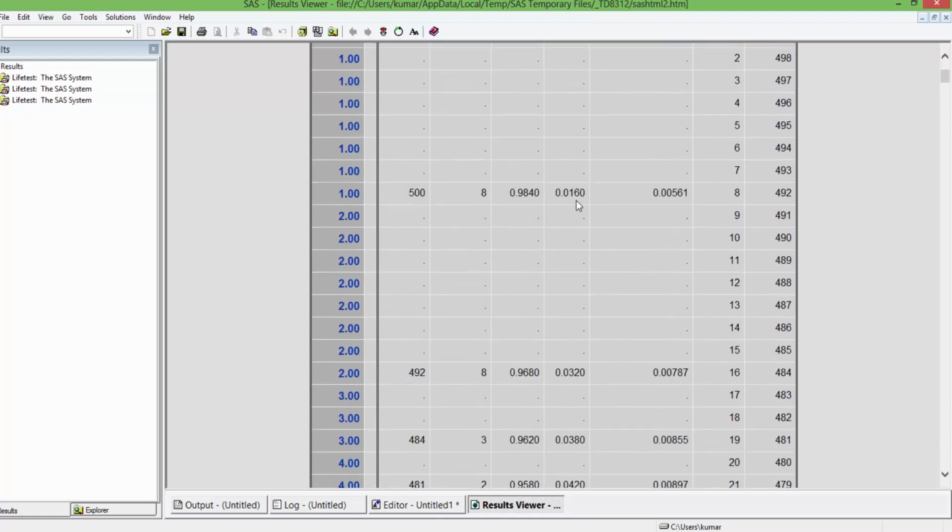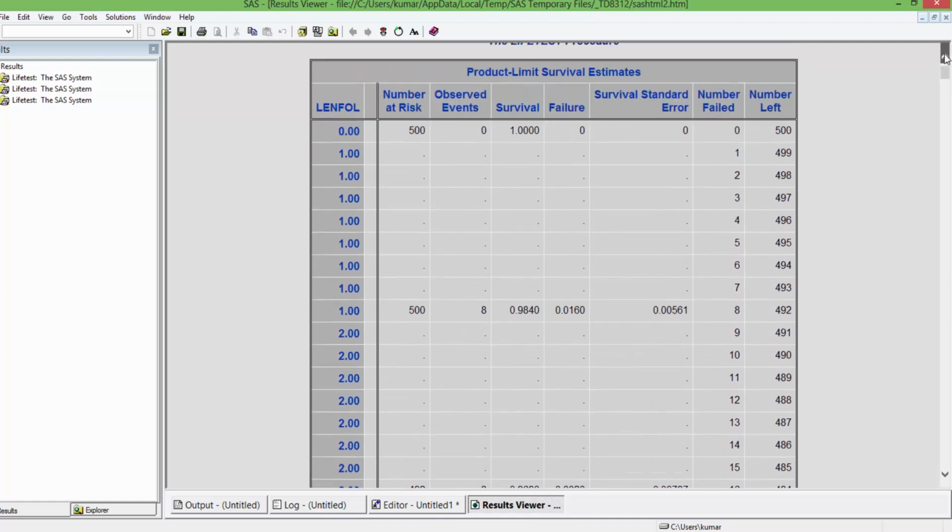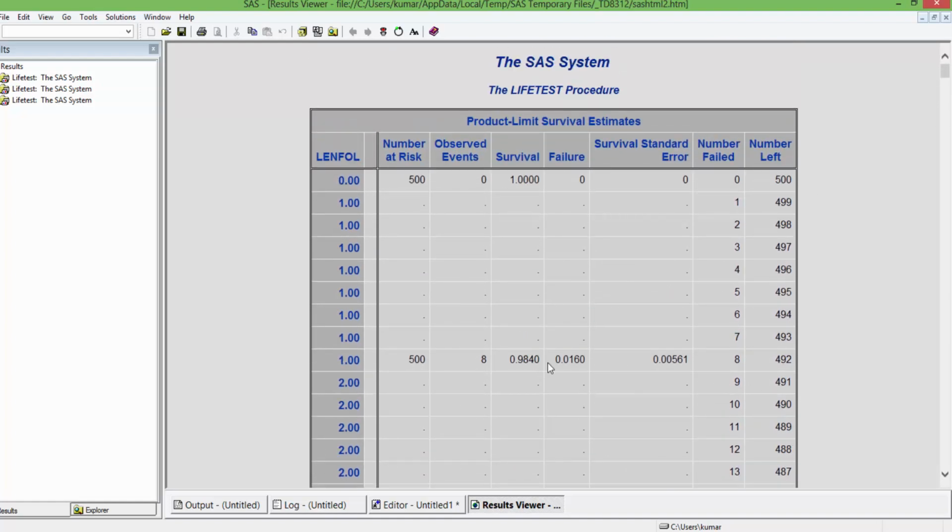And then there is a corresponding failure also. Failure means your death. Survival is the complementary. It's just 1 minus 0.984, which is 0.016. So your failure rate is 1 minus your success rate, or your survival rate.